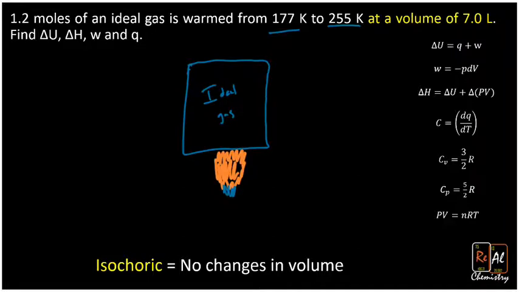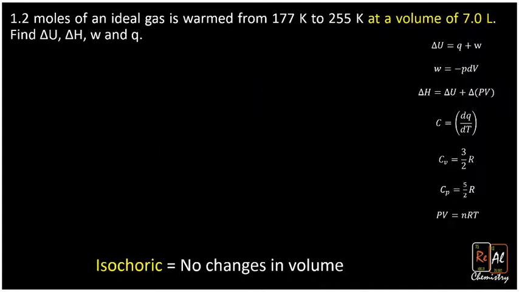The easiest one to do is actually work. Remember that the volume here doesn't change. It's a fixed container of a fixed size. And we know that work is equal to negative P delta V. Since our volume is not changing, our work is zero. If dV is zero, when I multiply P times zero, I'm going to get zero. So work is zero. That's our first variable.